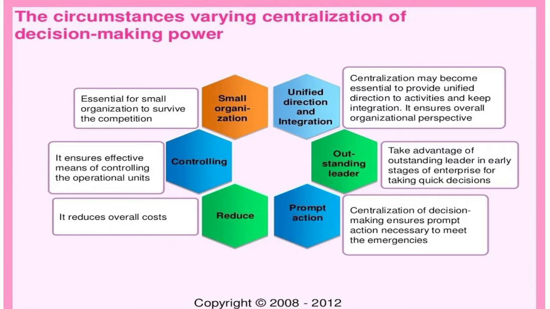Then coming to the outstanding leader. Take advantage of an outstanding leader in the early stages of an enterprise for taking quick decisions. The circumstance empowers the person as a leader because he is the only person taking the decisions, as well as quick decisions. Then coming to prompt action. Centralization of decision making ensures prompt action necessary to meet emergencies.